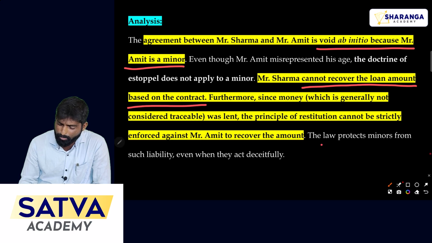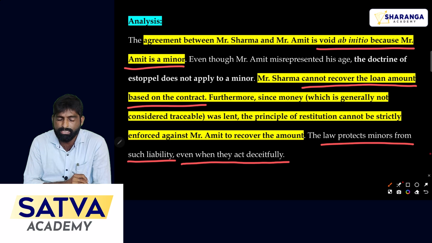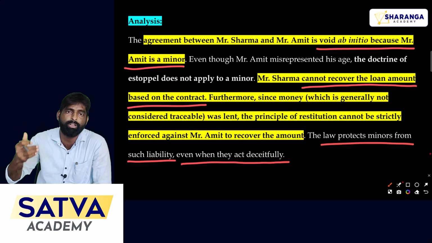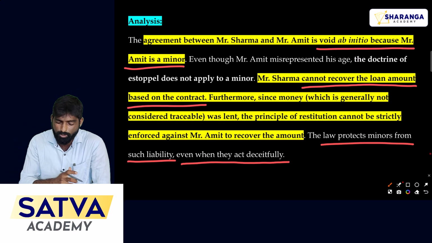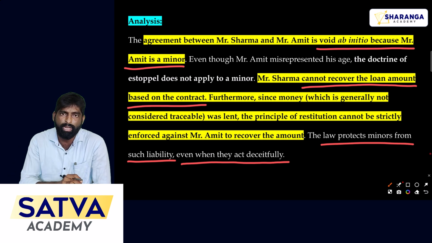See, here the law protects minors from such liability even when they act deceitfully. Even though minors commit fraud, later in a court of law they can plead their minority. That is the immunity available for minors in a court of law. So in this case also, the loan given by the creditor is void, and the contract itself is void ab initio because of the incompetency of the party.